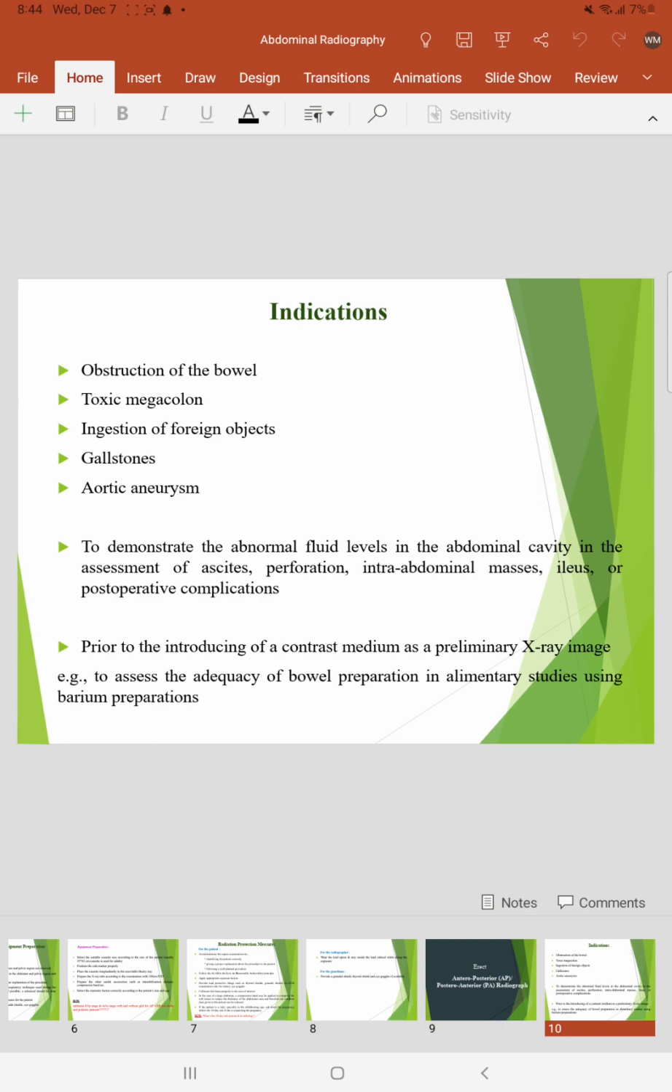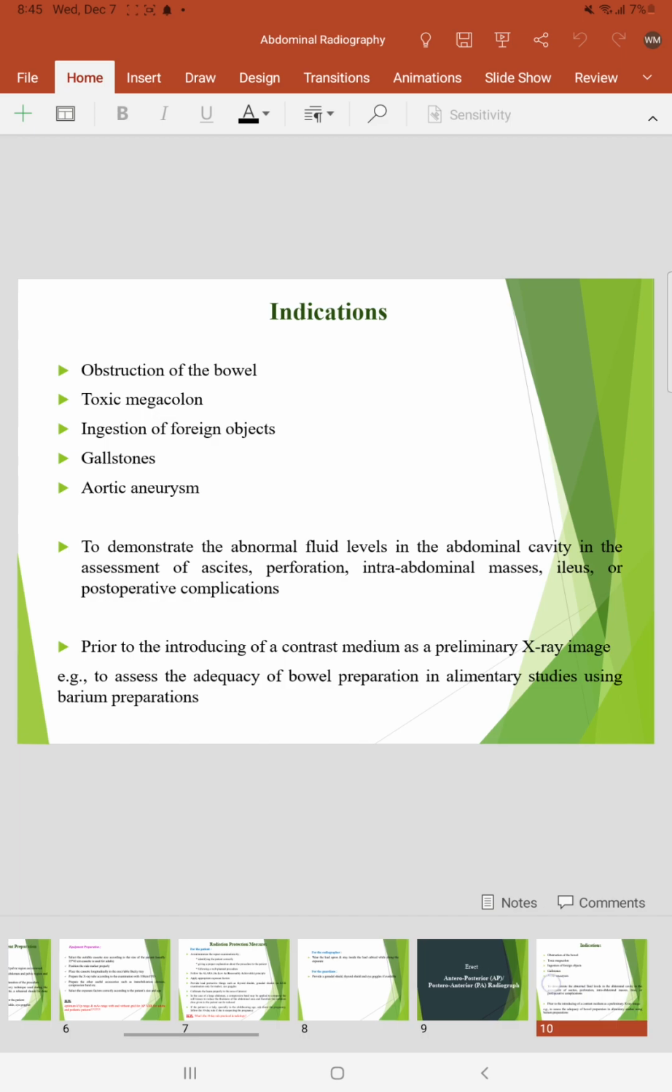levels in the abdominal cavity in the assessment of ascites, perforation, intra-abdominal masses, or postoperative complications. Prior to the introduction of a contrast medium as a preliminary X-ray image. Assess the adequacy of bowel preparation in alimentary studies using barium preparations.